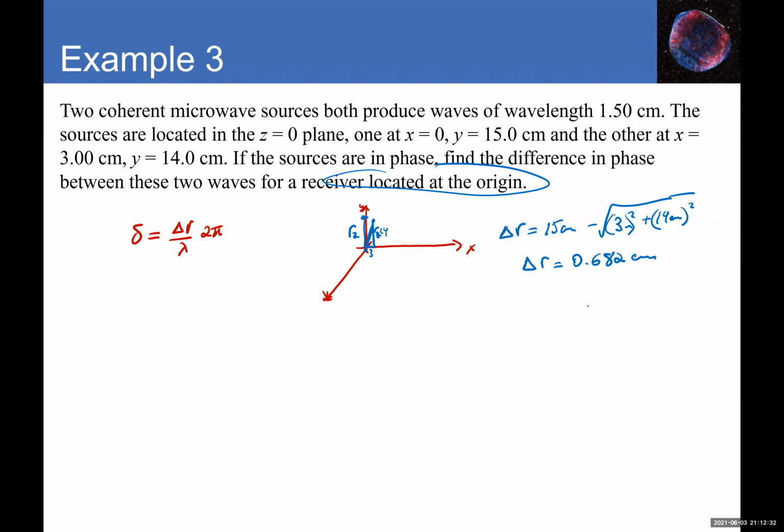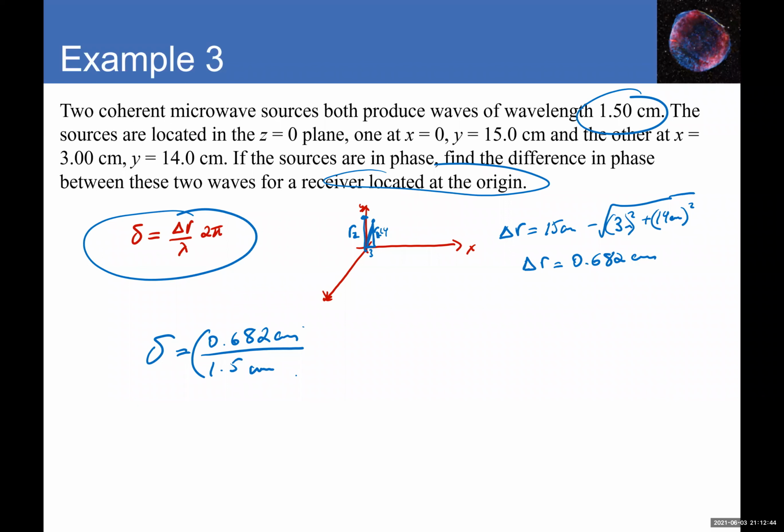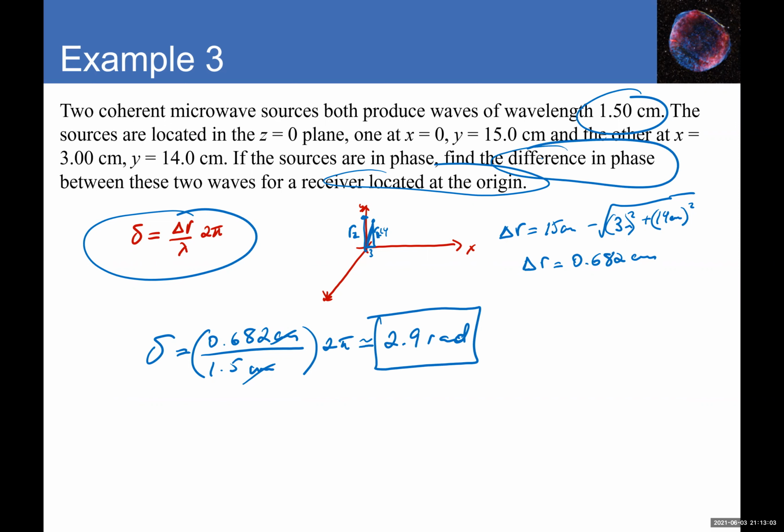All right, so we got that. Then we can come back to this equation: delta equals 0.682 centimeters divided by the wavelength, which is 1.5 centimeters. The units cancel out, then we have 2 pi, so our answer will be in radians, which is the appropriate unit. So this will be 2.9 radians. That is the answer for the difference in phase between the two waves.